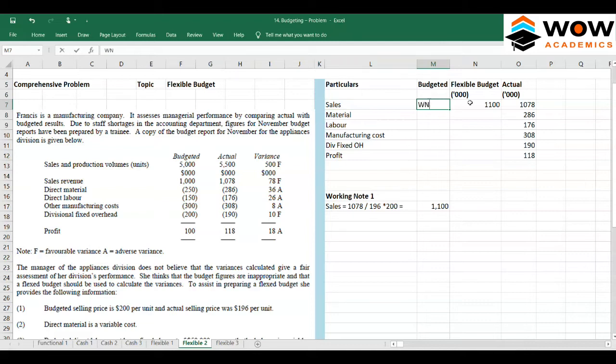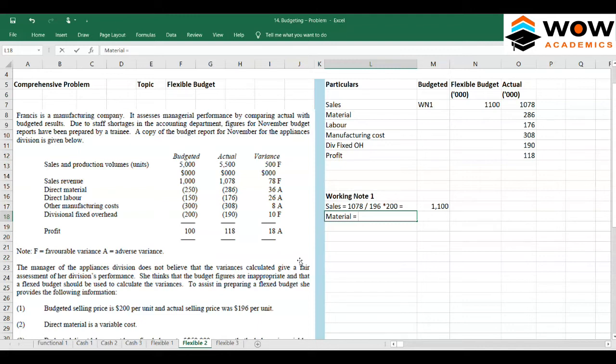So this is working note number 1. Direct material is a variable cost. However, material we have to find out. So material would be variable. If you see here, material has a relationship of 25% to the total cost, right?